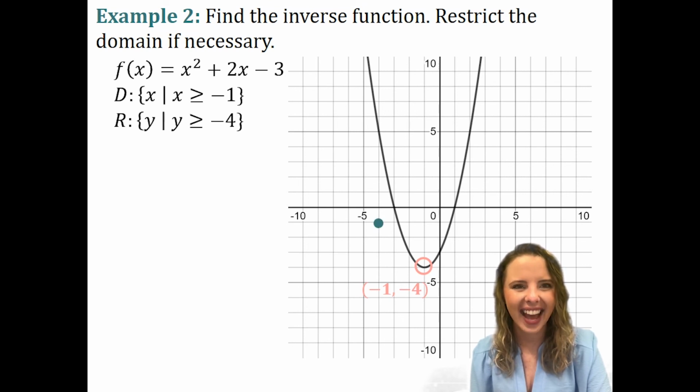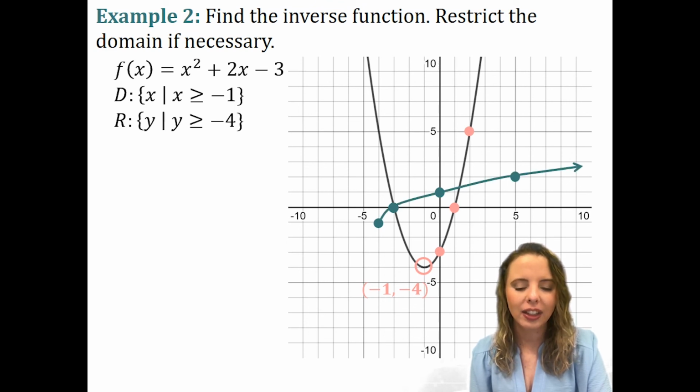-4, -1. Yes. Let's find another point on our original function. We have a y-intercept of -3. So if we swap our x and y for our inverse function, we now have an x-intercept of -3. And now remember, we are only looking on the right side of this parabola because we have limited our domain to anything greater than or equal to -1. Let's find another point. We have an x-intercept at 1. So on our inverse function, our y-intercept is going to be 1. Lastly, we have a point 2, 5 on our original function. So on our inverse function, that point is going to be 5, 2.